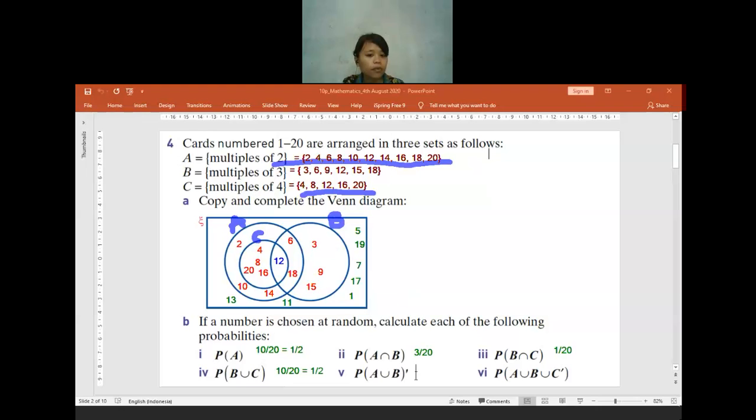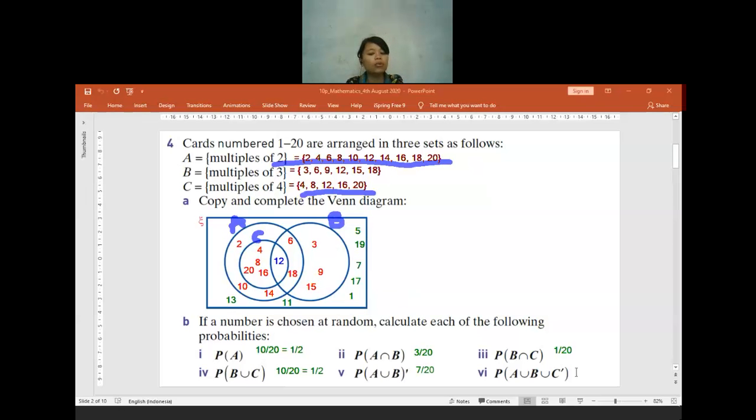7 or 11? 7. Yes, it will be 7, because A union B means the numbers have to be inside circle A and B. But there is a dash, so it means we have to take the numbers outside circles A and B. They are the numbers 5, 19, 7, 17, 1, 11, 13. So in total there are 7 numbers, so it will be 7 out of 20.